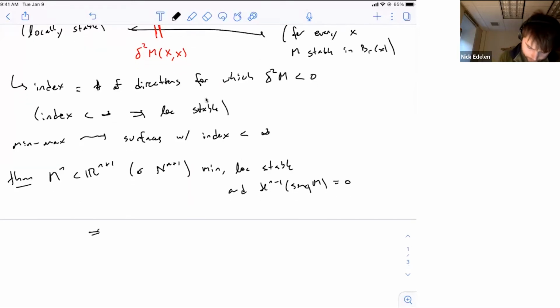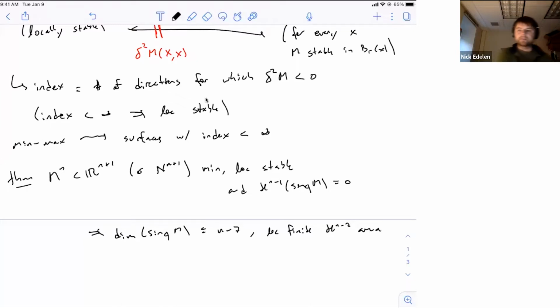then the singular set is at most codimension 7. I'm sure you are familiar with this theorem. And not only is it codimension 7, it has locally finite n-7 area, and it's actually n-7 rectifiable. So it's contained in a countable union of C1 n-7 submanifolds.